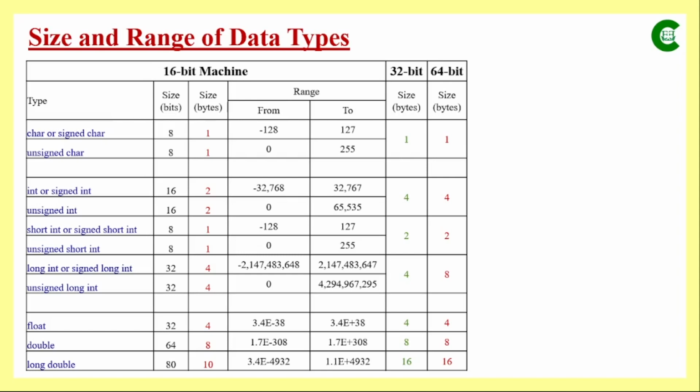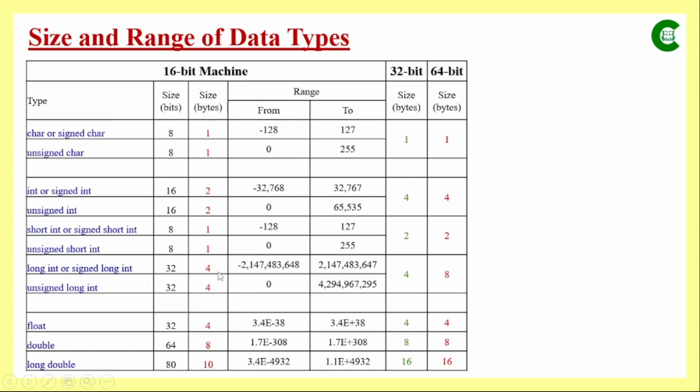Now suppose the integer data is more than the range that we know for normal integer data, then what will we do? We have again a provision that can store even longer integer data, and for that the data type is long int, meaning long integer. Again we have two types, unsigned and signed, and in this case the total number of bytes that it needs is 4.